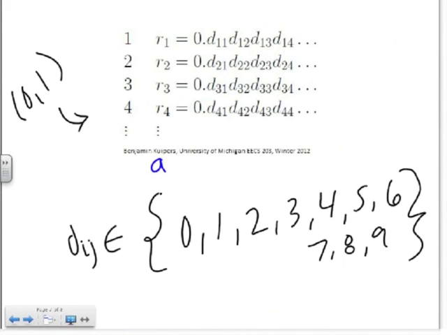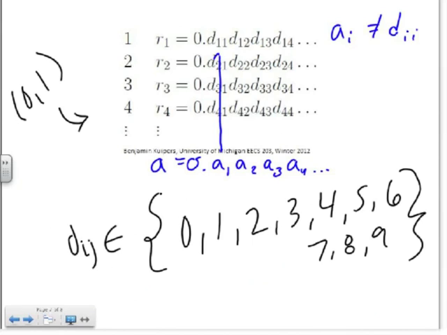Alright, now we're going to declare a new number a. We're going to define it similarly to the r's above, such that 0.a1 a2 a3 a4 and so on correspond to the digits. So the rule we're going to say here is that a_i cannot equal d_ii. If we look at that graphically, a1 here has to be different than d11. Similarly, a2 has to be different than d22, and so on.